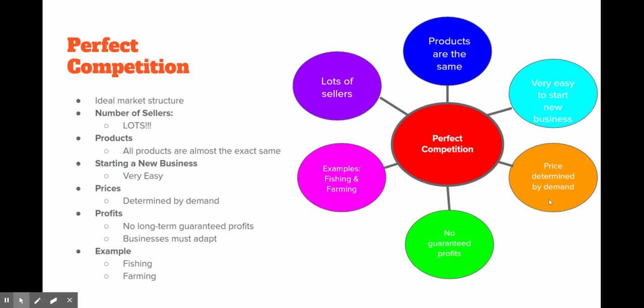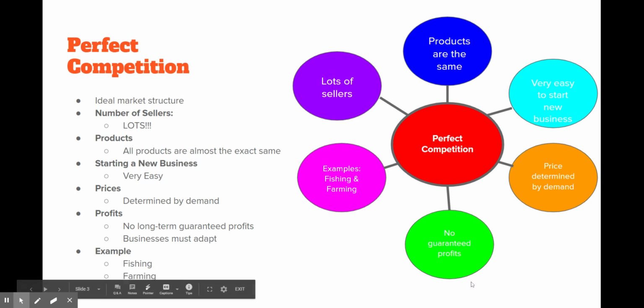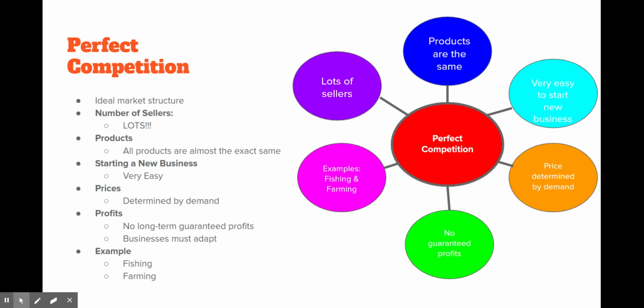In perfect competition, price is determined solely by demand. So what people want, people will pay for. There are no guaranteed profits in perfect competition. What that means is not that businesses won't make money, but they're going to have to adapt as things go along to continue to make money. There's no guarantee built into the system.